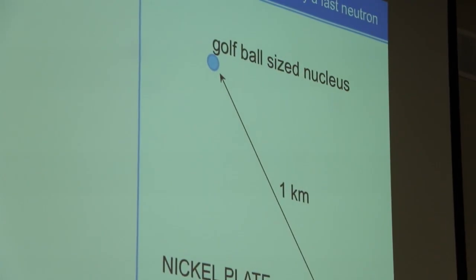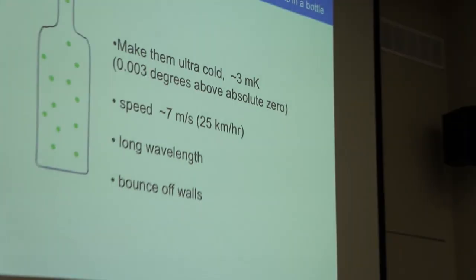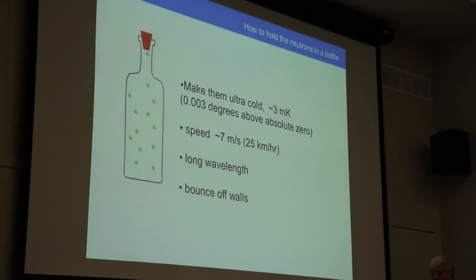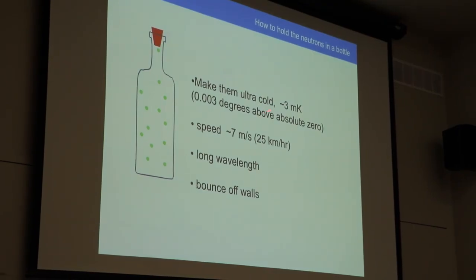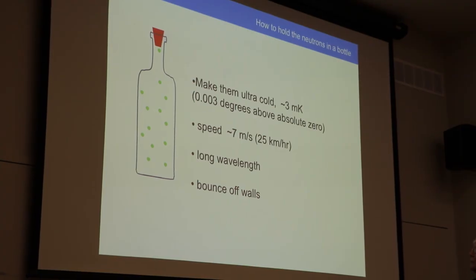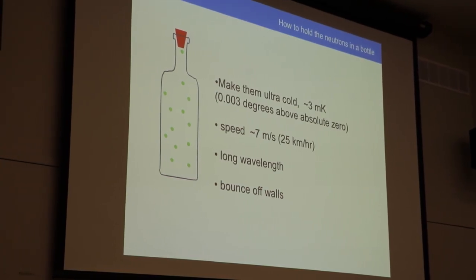So what you have to do is cool the neutrons down. If you can get the neutrons down to something like 3 millikelvin, they're traveling 7 meters a second. A fast neutron, just for comparison, is going 50 million kilometers an hour. This is going about 25 kilometers an hour. You shoot one of these things up in the air, they'd only go up a couple of meters and they fall down again.